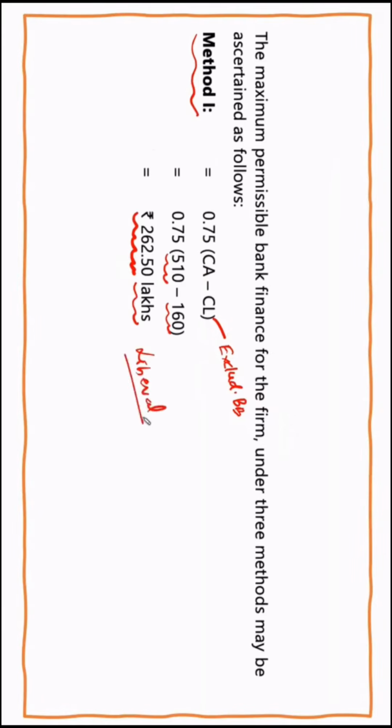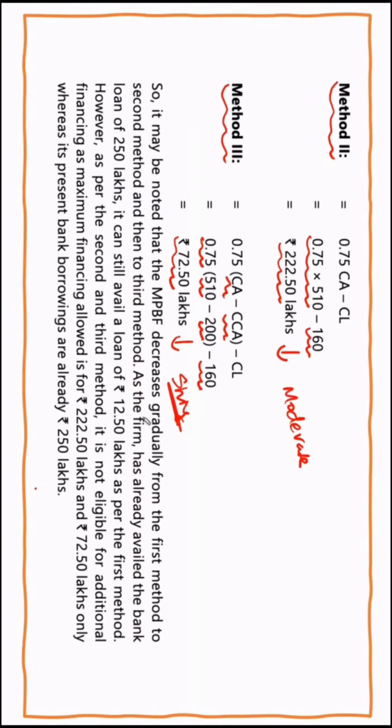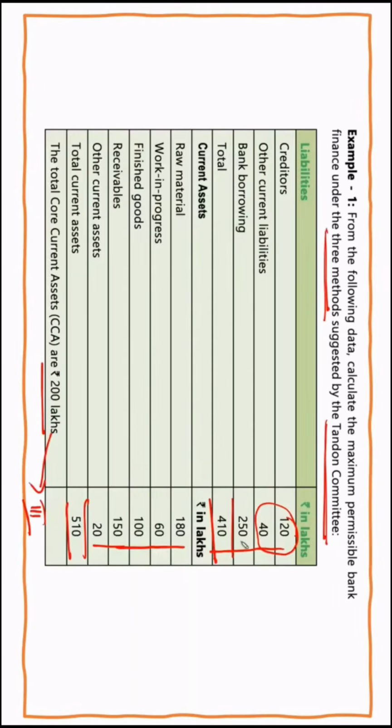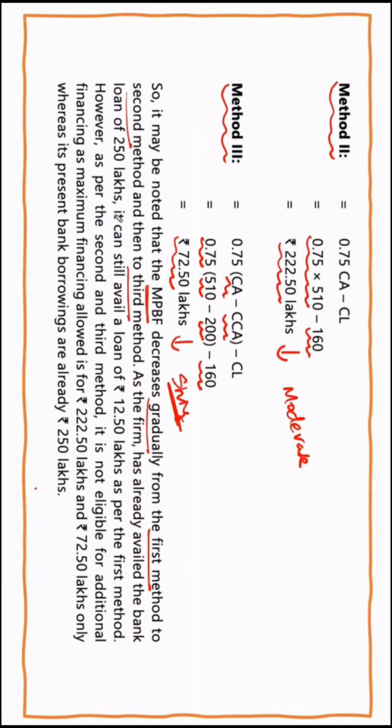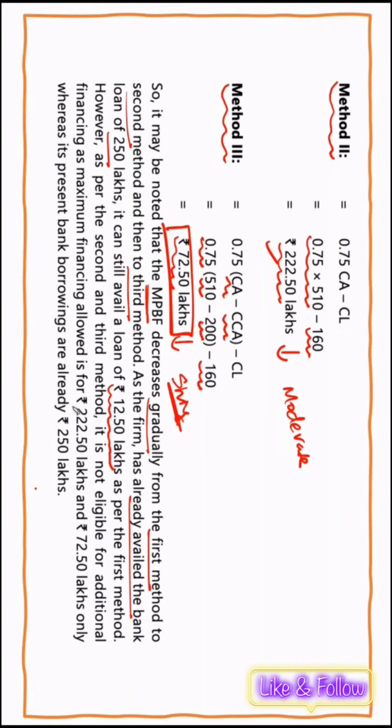So what banks will do is, most of the time, they'll arrive at the figures under method 1 and method 2, compare them, and select whichever is lower. If you note, MPBF decreases gradually from the first method to the second method, then to the third method. Here the firm has already availed bank borrowings, right? How much? 250. And here 262.5 is the eligibility, here 222.5 is the eligibility, and here the eligibility is much lesser. So the firm has already availed the bank loan of 250. It means as per the first method it can still avail 12.5 lakhs, and as per the second method it can still avail more. Or is that possible?